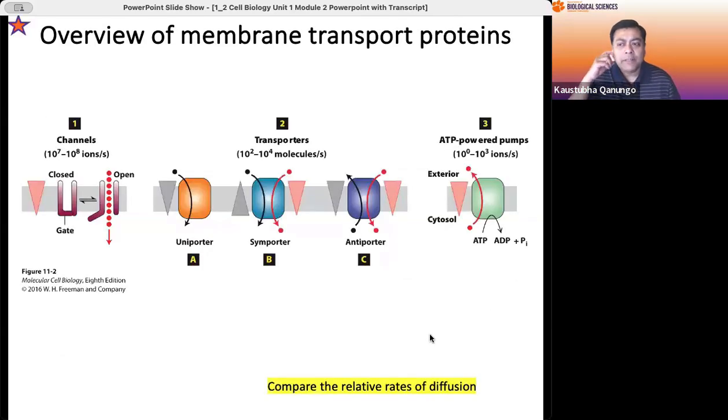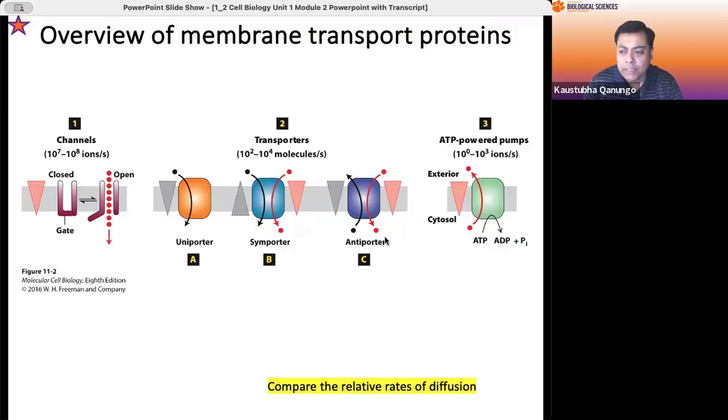All right. So after that, we are looking at the different transporters. The channels actually move molecules or ions the fastest. You can see it is 10 to the power 7 to 10 to the power 8 ions per second. They are the fastest. These are like floodgates. You open and they rush in and out. And they are always going from high concentration to low. Whereas these other transporters, uniporters, move molecules in only one direction.